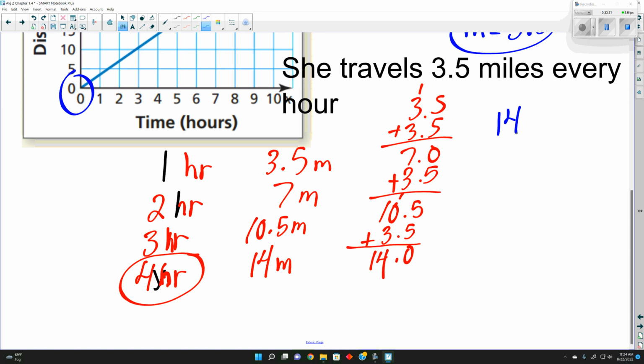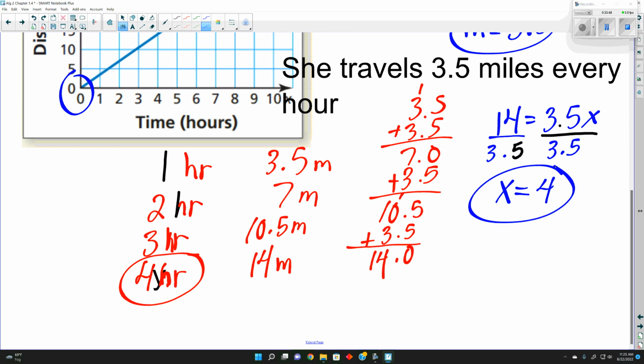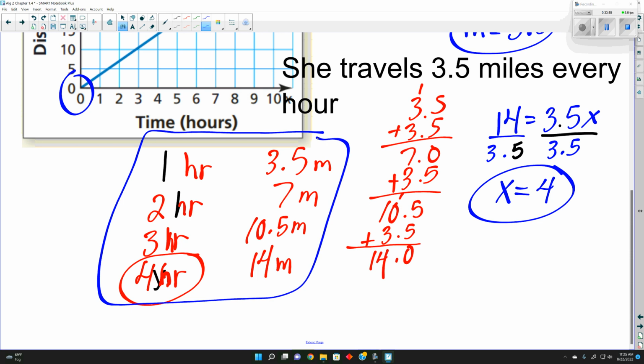Now we could have set it up as 14 is equal to 3.5x and solved for the value of x. Can we do that by dividing both sides by 3.5? And that tells us that x is equal to 4. Either way, we would have gotten to the same thing. Now this method here only works well if the slope will hit that number exactly. If it doesn't hit it exactly, we'll have to do other calculations to get there.